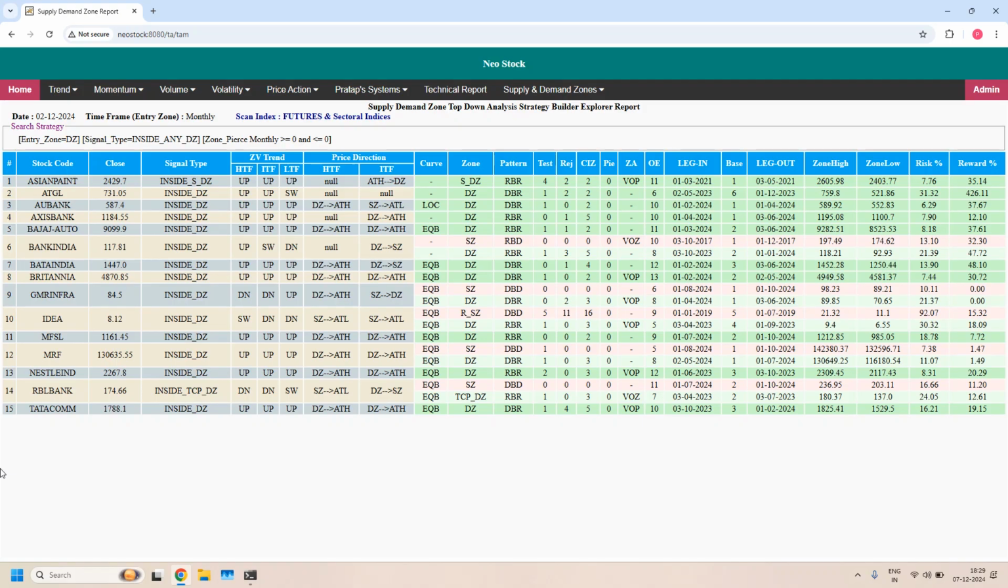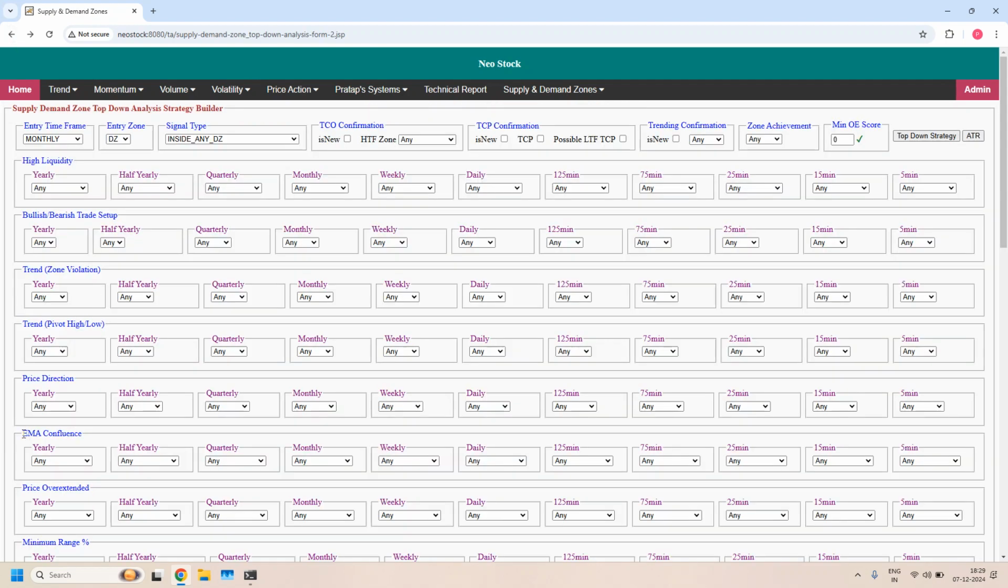Out of these 15, there could be some high probability setup monthly demand zones based on the monthly EMA Confluence. So let's further filter based on the monthly EMA Confluence. So in monthly time frame, monthly demand zone having monthly EMA Confluence filter is enabled, but EMA Confluence makes sense only in the trending market, but not sideways. So that's why in the trend, based on the zone violation calculation at monthly time frame, I am selecting up or down trend, but not sideways.